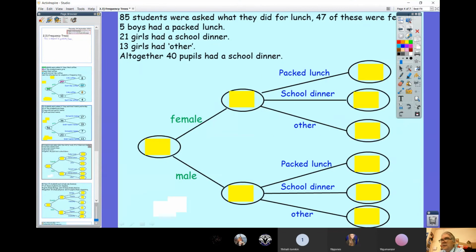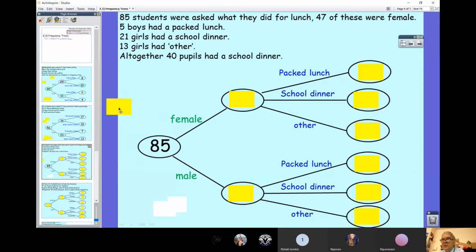Next one. No, it doesn't matter the order. Right, okay, so let's just process the information and we can see where we've gone right or gone wrong. Okay, so we've got 85 students. Right, so 85 students, 47 were female. Because the female information popped up first, that's the first branch I did. So 85 take away 47 gives us the 38 males.